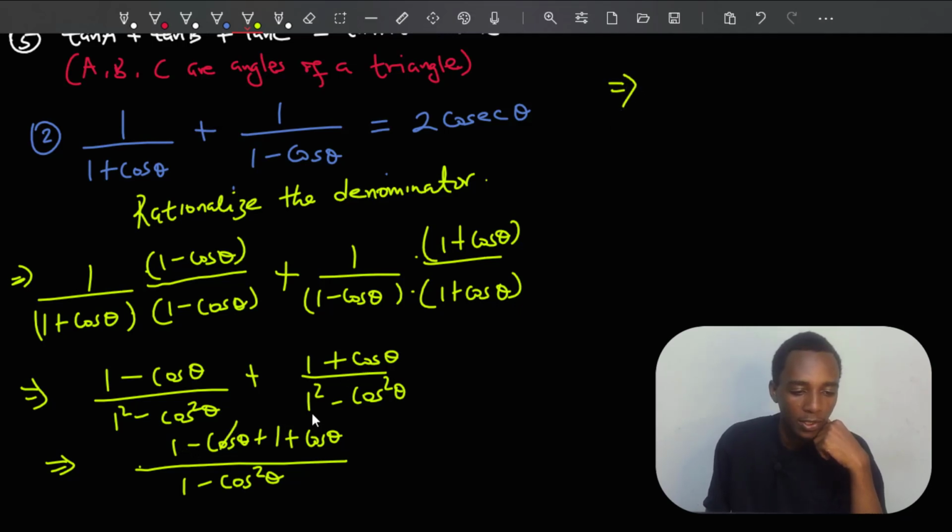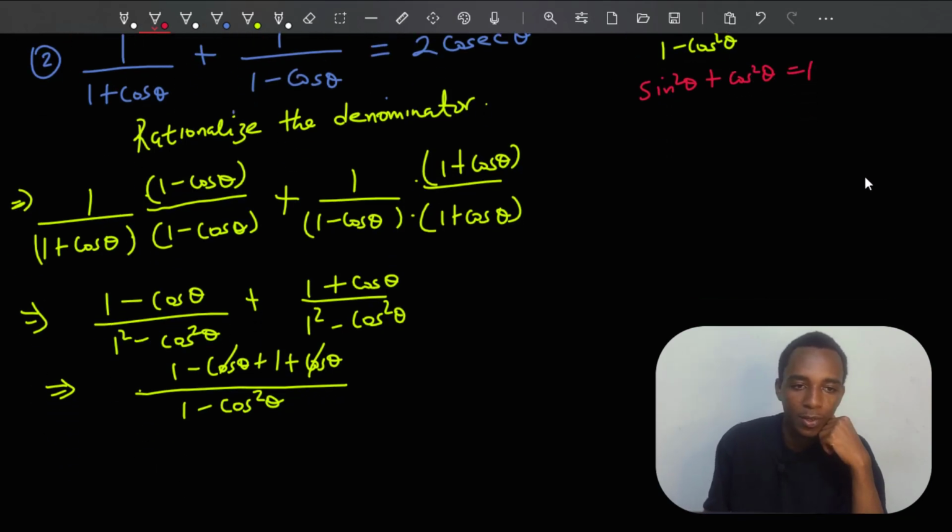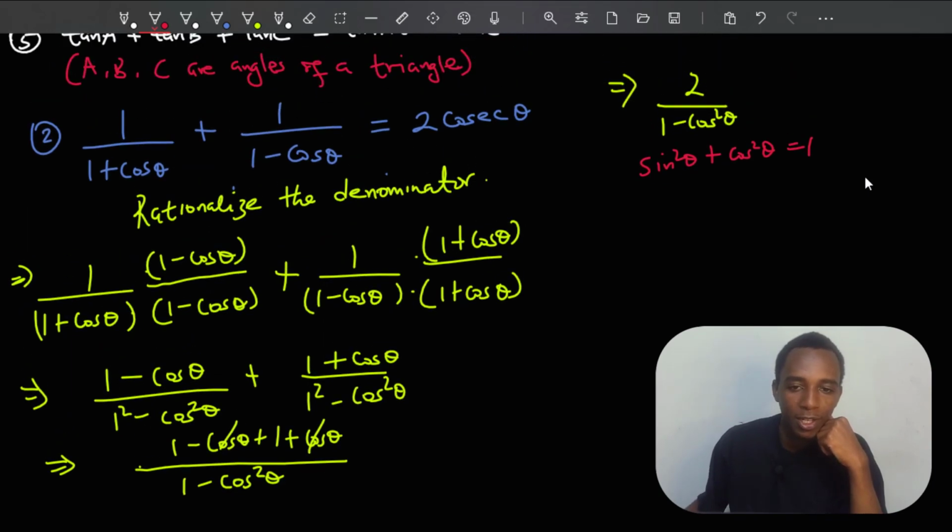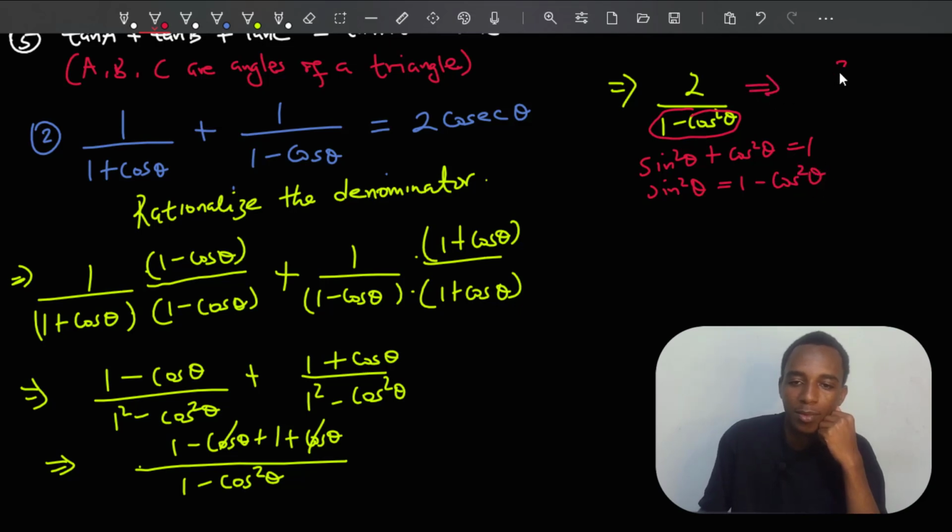As you can see, this is going to subtract with this, then 1 plus 1 is 2. And then 1 minus cos squared theta, I'll just show you what that is. You know that sine squared theta plus cos squared theta is 1. So 1 minus cos squared theta is going to be sine squared theta. If I take this to the other side, I'll have sine squared theta is 1 minus cos squared theta. So this is the same as 2 divided by sine squared theta.